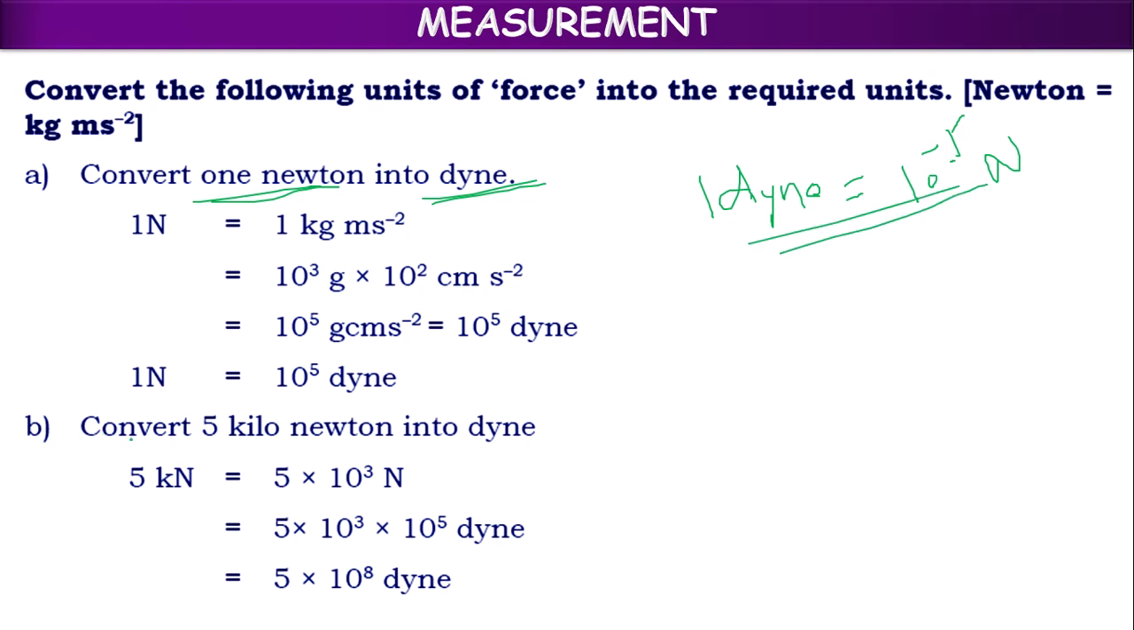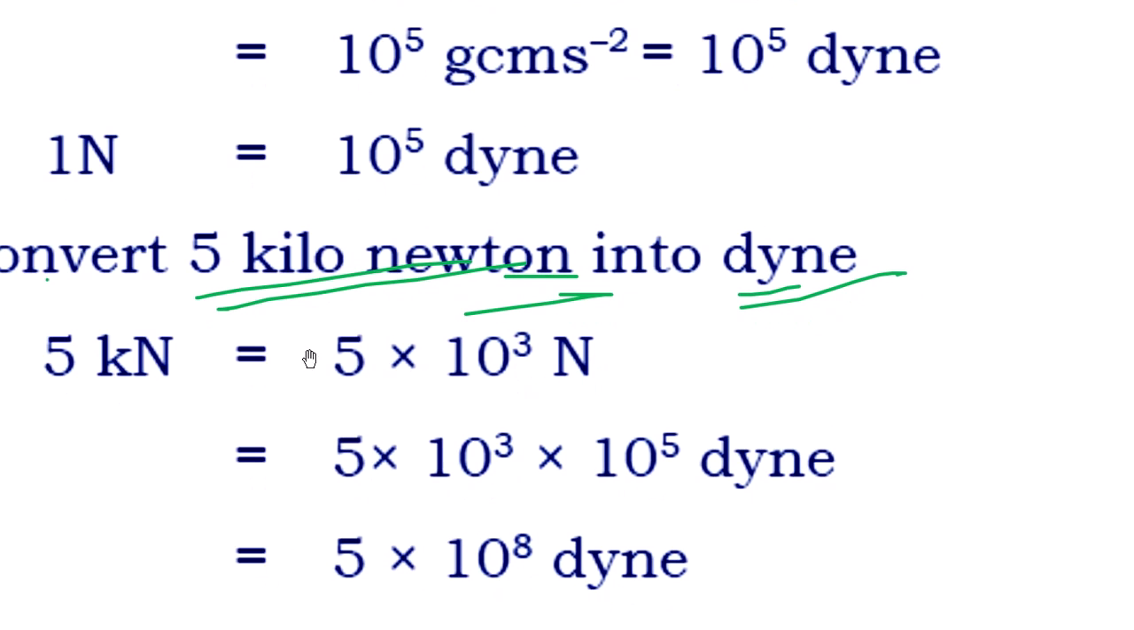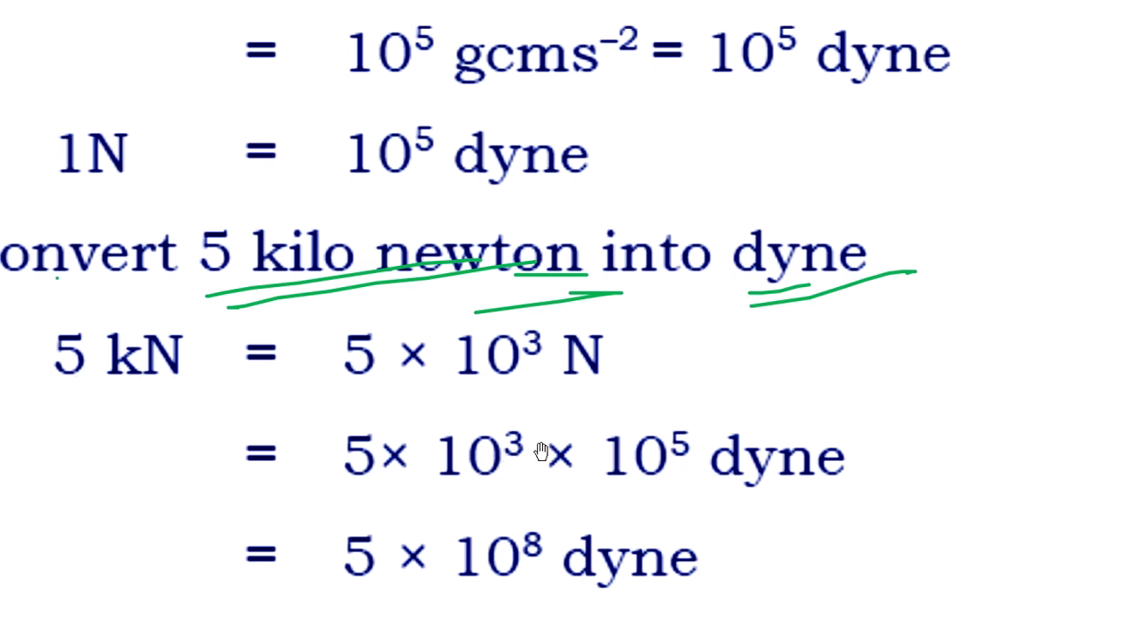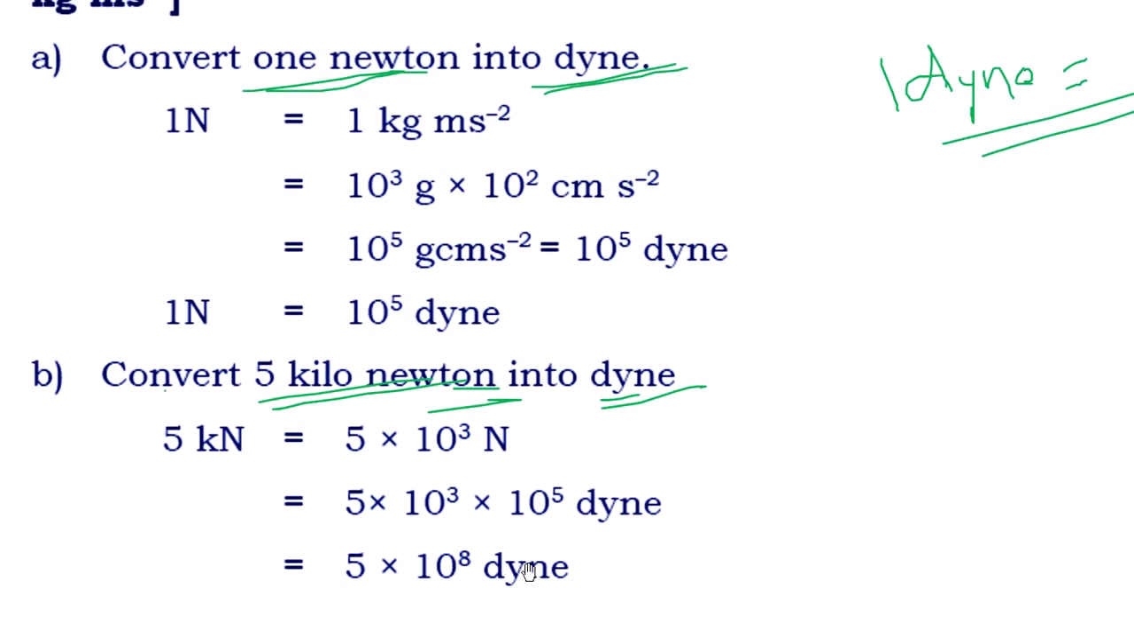Next question. Convert 5 kilonewton into dyne. Kilo stands for 10 cube, children. So 5 into 10 cube Newton. 1 Newton equals 10 power 5 dyne. First for kilo we have taken 10 cube, then for 1 Newton we have taken 10 power 5 dyne. 10 cube plus 5, 10 to the power of 8 dyne. So 5 into 10 power 8 dyne.